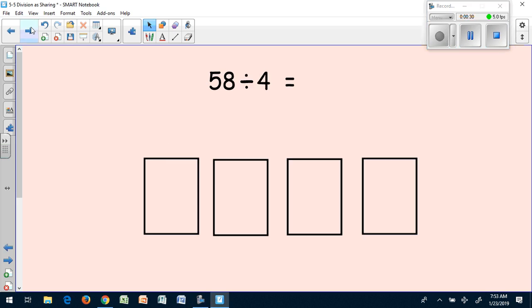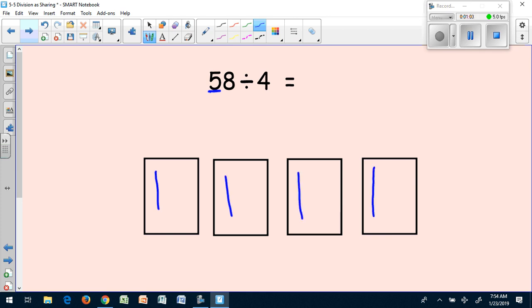So let's start with this problem. Pause the video, write this division sentence in your notebook, and then draw 4 groups. They can either be boxes or circles. What we're going to do is divide 58 using images of place value blocks into these 4 groups. Now I know since I have 50, I'm able to put 4 10s into my boxes, or 1 10 in each box. So I have 10, 20, 30, 40.